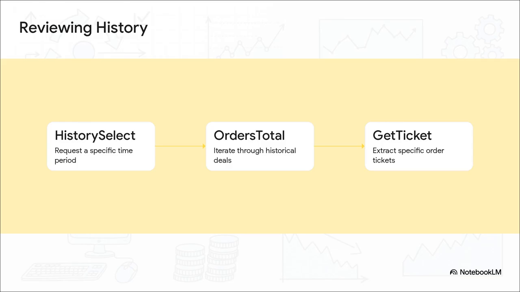And what about when we want to look backward? If you're analyzing past performance or checking if a recent trade was profitable, you have to interact with the history database. But there is a strict rule here. You can't just pull history out of thin air. Querying the database first is non-negotiable. You must always call HistorySelect to request a specific time period. Only after calling HistorySelect can you use HistoryOrdersTotal to see how many records exist, and then HistoryOrderGetTicket to actually pull and review those past logs.